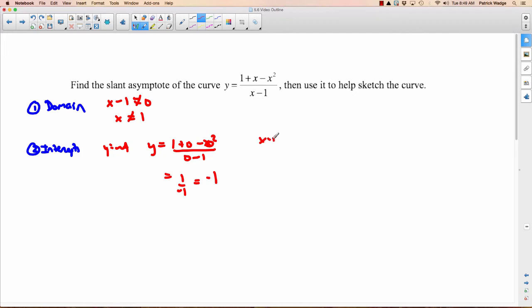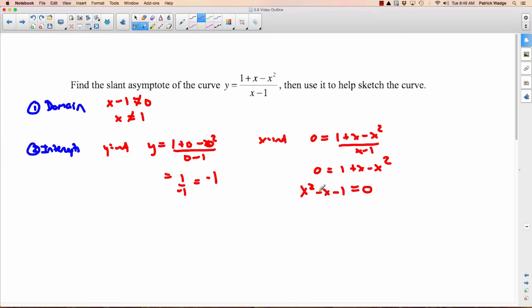For your x-intercept, you have to set the y equal to 0, and we're going to solve. So you get 0 equals 1 plus x minus x squared all over x minus 1. Multiply both sides by x minus 1. This will cancel, and this stays at 0. So you have 0 equals 1 plus x minus x squared. This is good, it's equal to 0, but we'd like the leading coefficient to be positive, so let's move everything to this side. You get x squared minus x minus 1 equals 0.